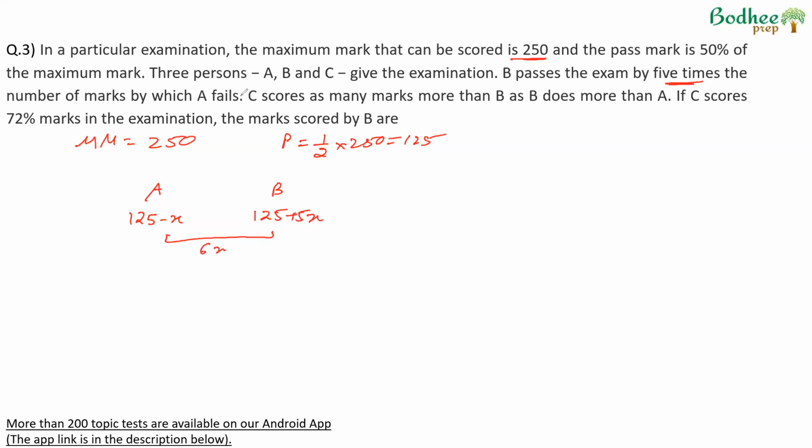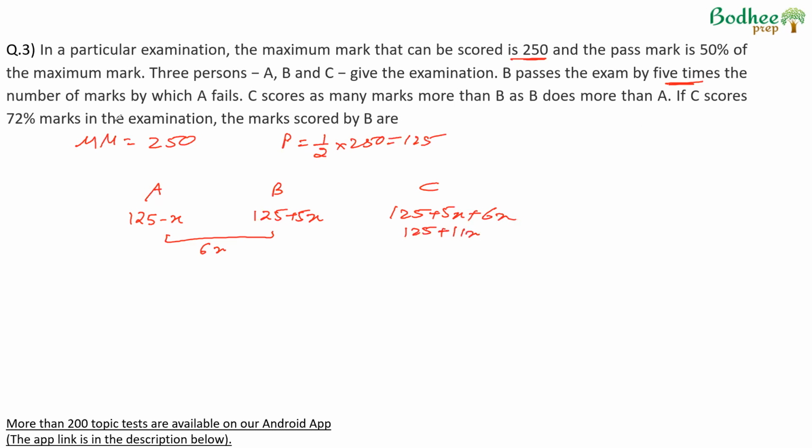Next, C scores as many marks more than B as B does more than A. So C's score will be 125 plus 5x, the score of B, plus the difference between A and B, which is 6x. Hence, C's score will be 125 plus 11x.